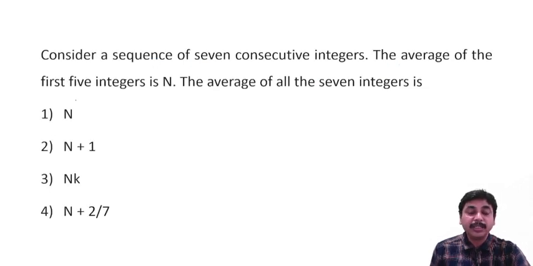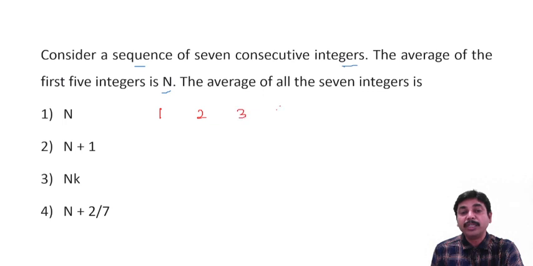Next question. This question seems to be on average. Consider the sequence of 7 consecutive integers. The average of the first 5 is n. Then what will be the average of all 7? Now you must be knowing this fact: when the series is an arithmetic progression, suppose I have 1, 2, 3, 4 and 5, and I want to figure out the average of these numbers, without doing anything we can say that the middle term is the average. So 3 is the average of all these.